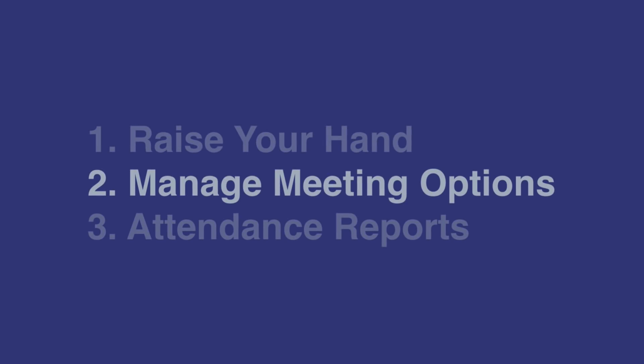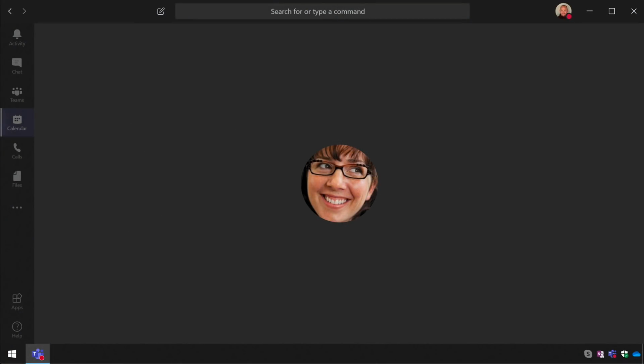Next, we have manage meeting options. So until now, you can only make these changes to a scheduled meeting before it started, and there was no easy way to access the settings while the meeting was taking place. So if you chose meet now or turned a chat into a meeting, then these settings weren't available at all. But now you can access the settings during the meeting.